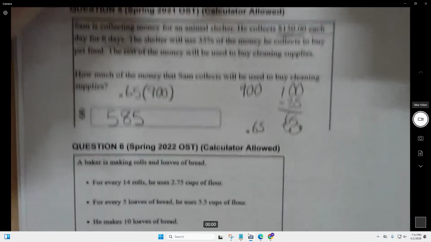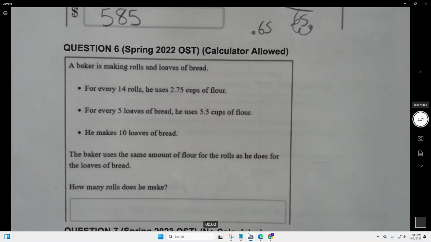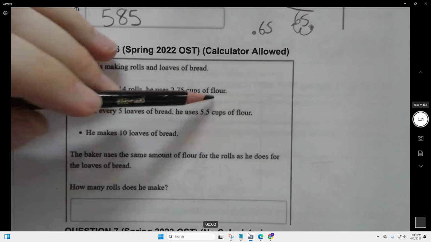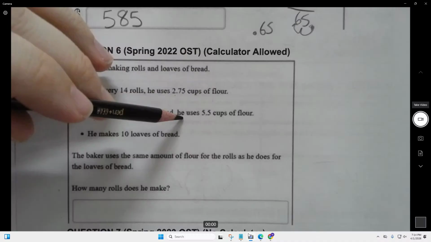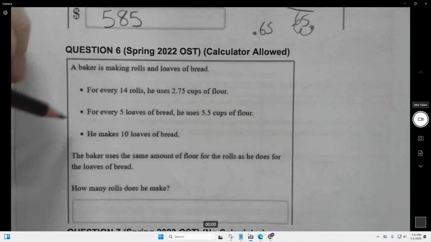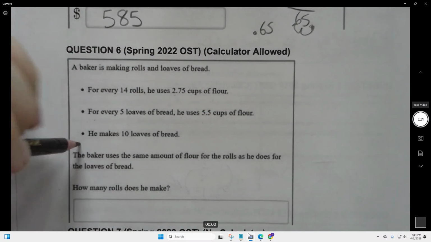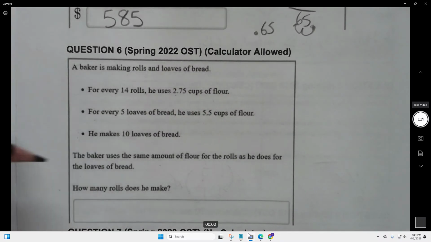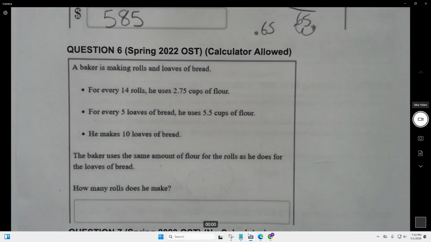All right, question 6, calculator allowed. A baker is making rolls and loaves of bread. For every 14 rolls, he uses 2.75 cups of flour. For every 5 loaves of bread, he uses 5.5 cups of flour. He makes 10 loaves of bread. The baker uses the same amount of flour for the rolls as he does for the loaves of bread.